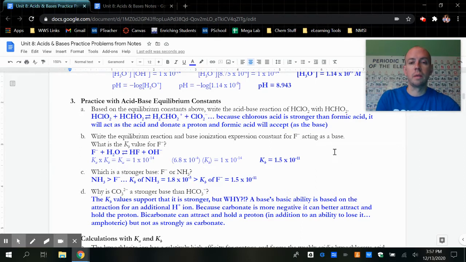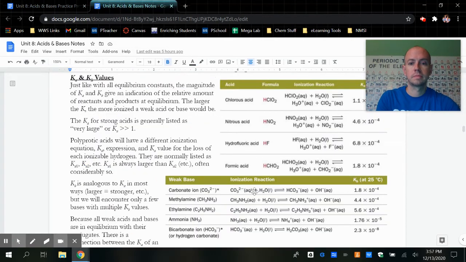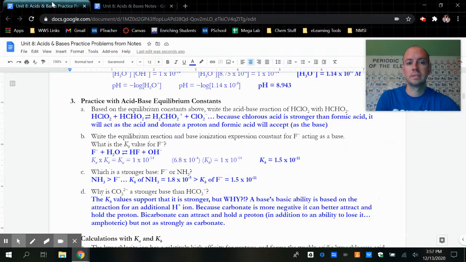On C, we apply that right away. Which of these is a stronger base? Ammonia. And ammonia's Kb is 1.76 or 1.8 times 10 to the negative fifth. And that is not just a little bit higher, that is much higher than the Kb for the fluoride ion. So ammonia is much better at accepting a hydrogen than that fluoride ion is.